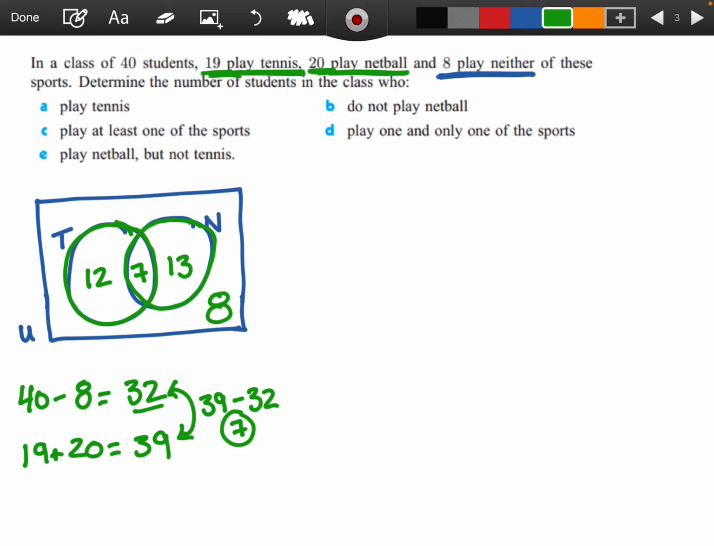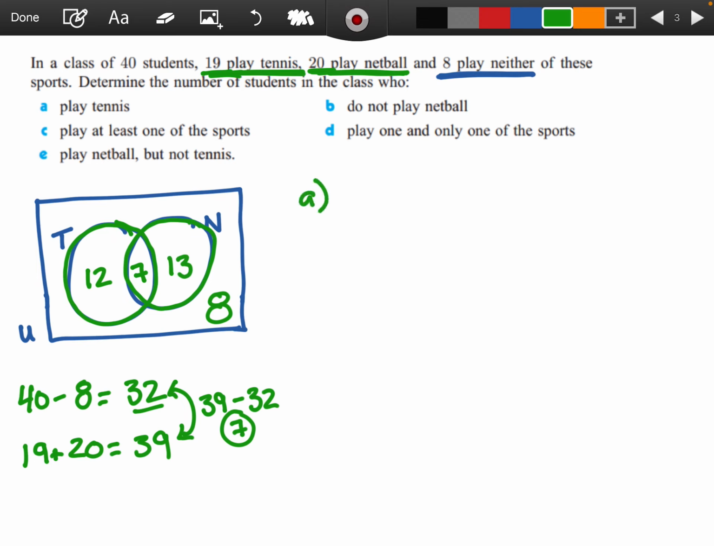Do yourself a favor, before you get to the questions, just do a quick calculation. Add up all of your numbers. Make sure you get the number of people that you should get. So if I add 12 plus 7 plus 13 plus 8, I get 40. So, I mean, it's not a guarantee that I've put the numbers all in the right place, but at least it's a little check. So now we head over to the questions.